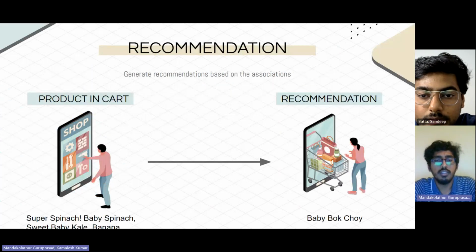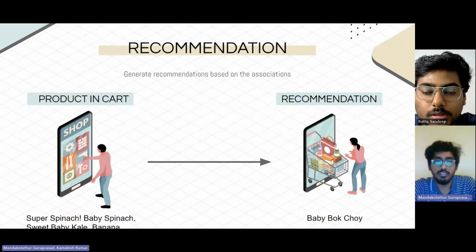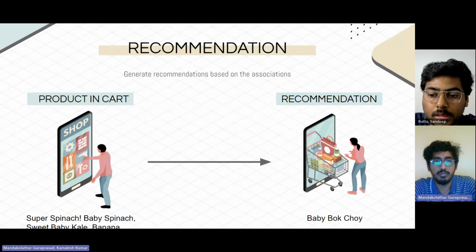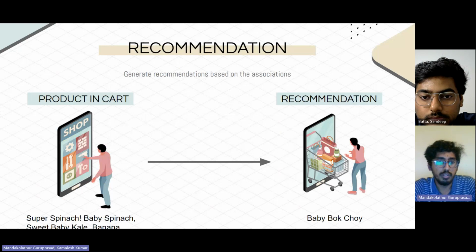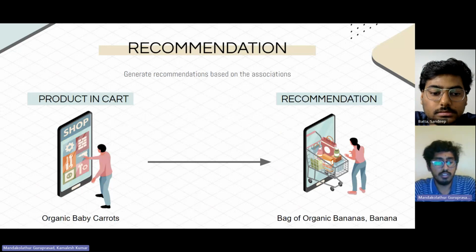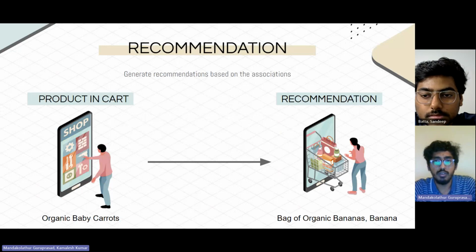Kamlesh. Yes. So once we have the association rules, the next step is to generate the recommendations for the customer. Our recommendation works based on the products the customer has in their cart. Below is an example where a customer has baby spinach, baby kale, and banana in their cart. Our algorithm will now recommend baby bok choy to them. Another example is when a customer has organic baby carrots in their cart, our algorithm will recommend organic bananas and banana.